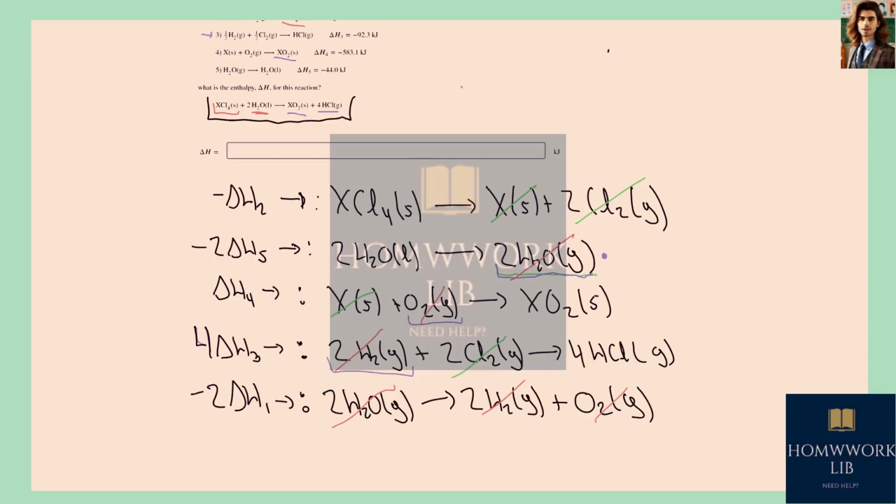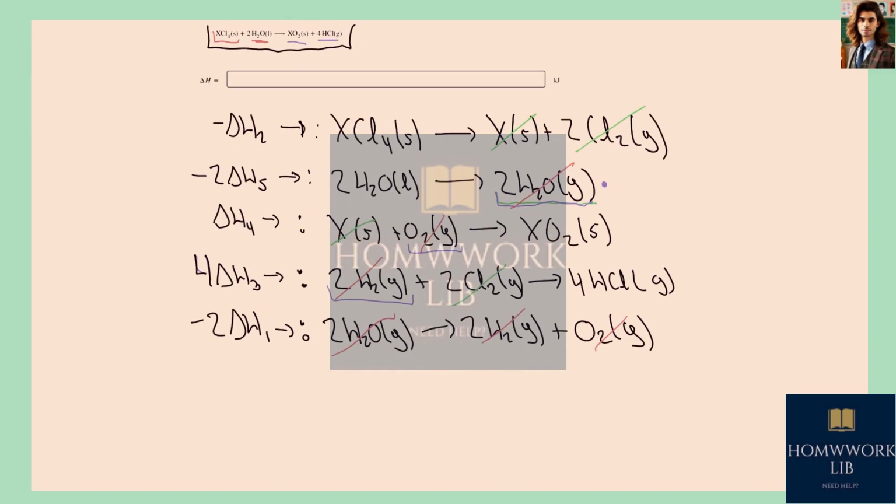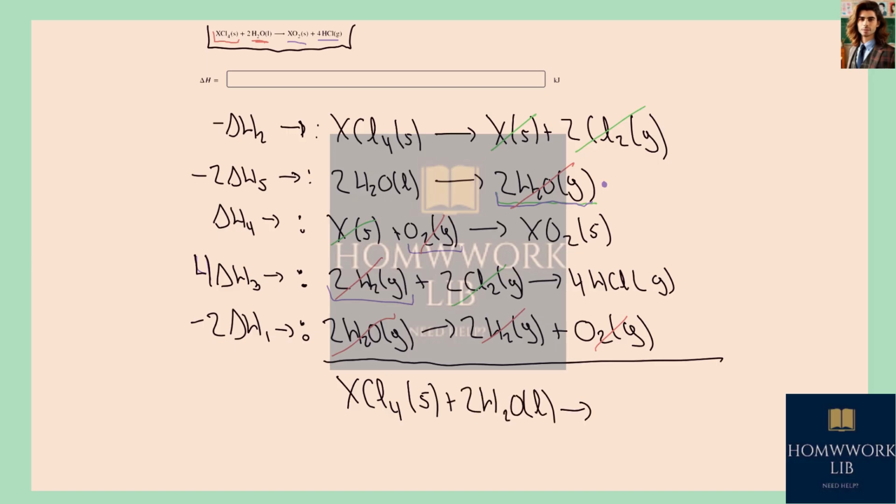So the overall reaction, and actually this is the way that I recommend writing down this type of equations just to keep track of everything that you did. The overall reaction is XCl4 as a solid plus 2 of water as a liquid. It's going to produce XO2 as a solid plus 4 of HCl, hydrochloric acid, as a gas, which is the reaction that we actually wanted.